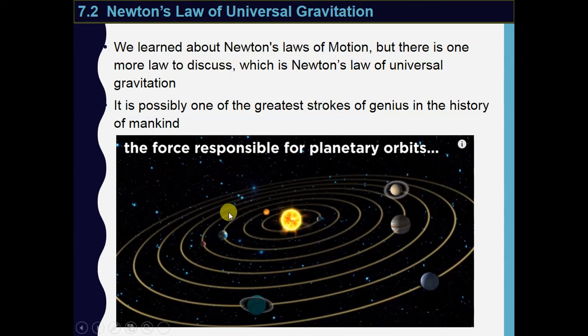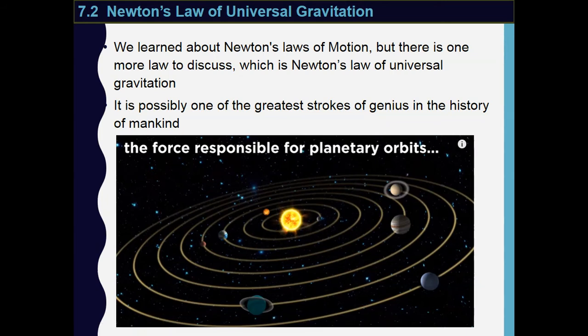Here in this example now, we are talking about planets. In this example, the planets all are moving around the sun. So what is the type of centripetal force that keeps these planets around the sun?